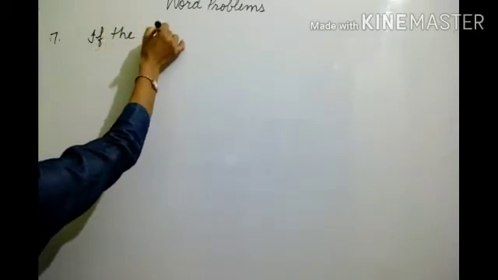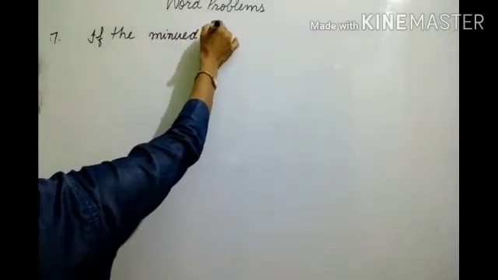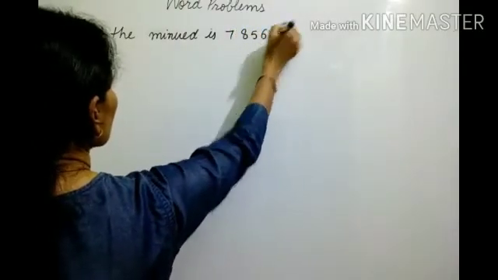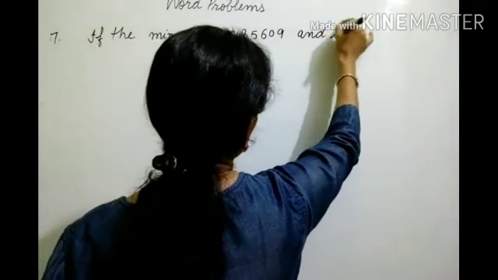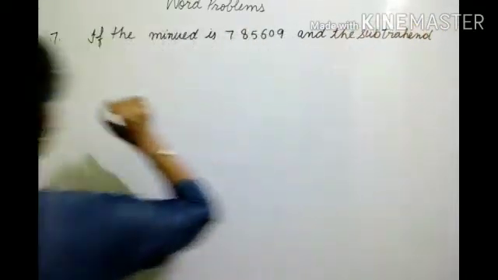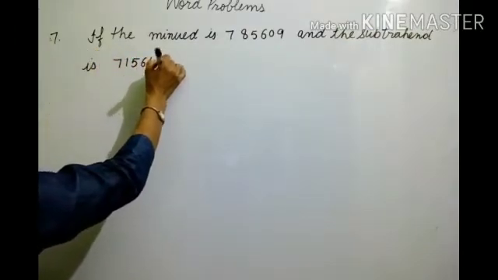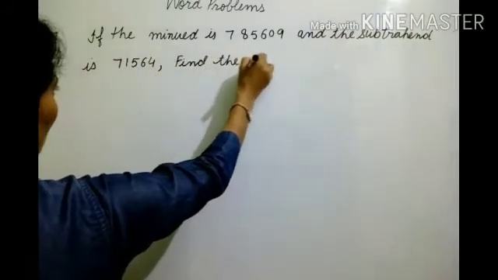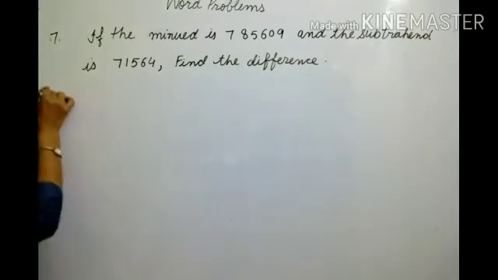If the minuend is 7,85,609 and the subtrahend is 71,564, find the difference. Very easy question. So let us solve.